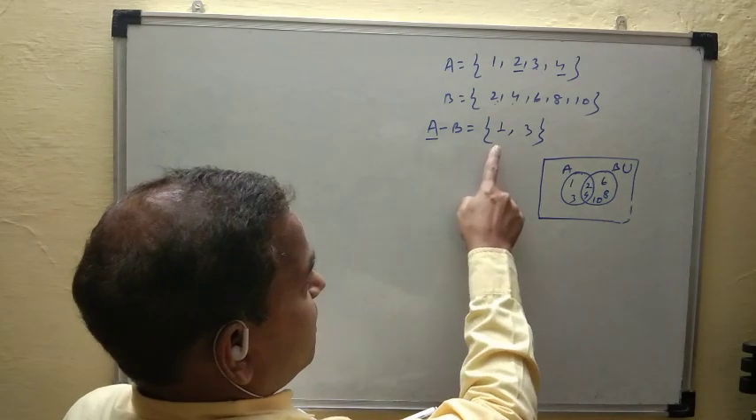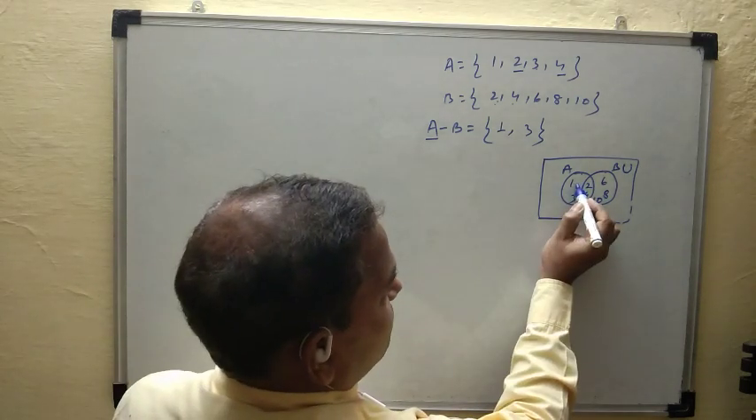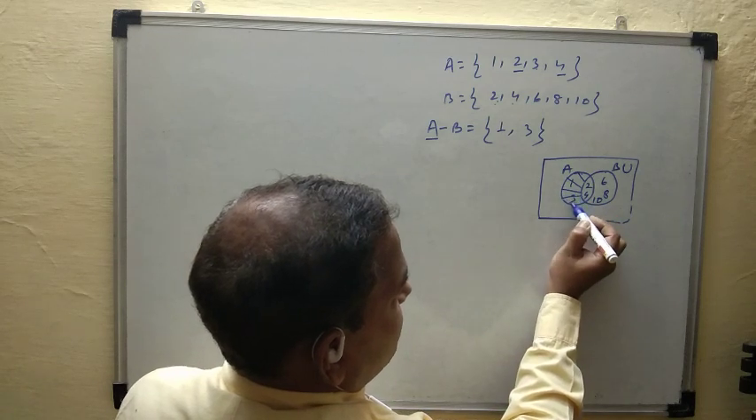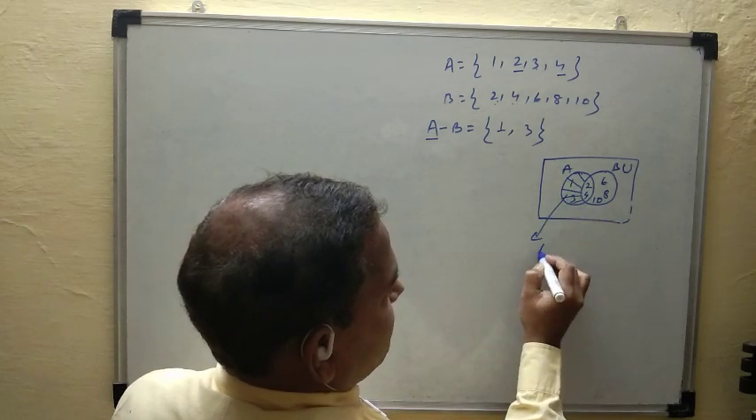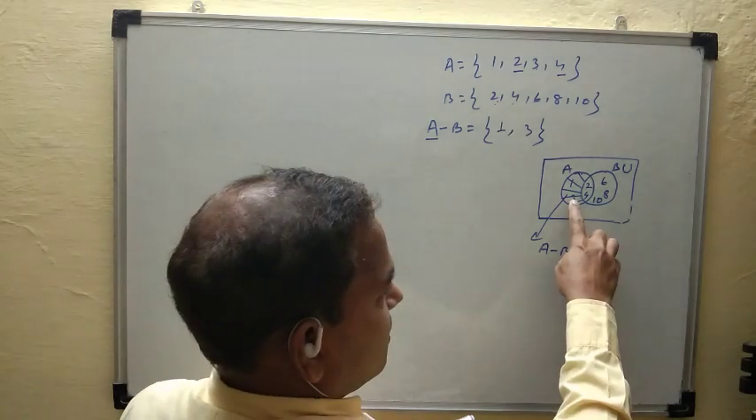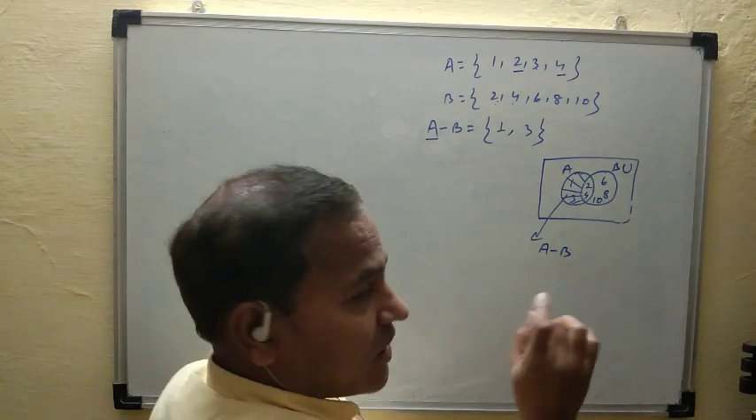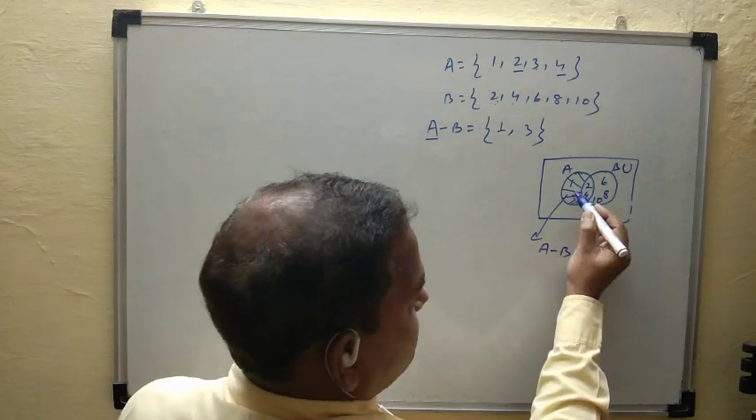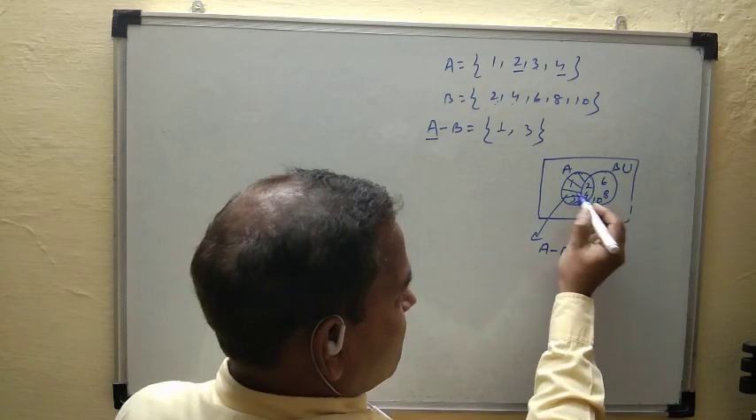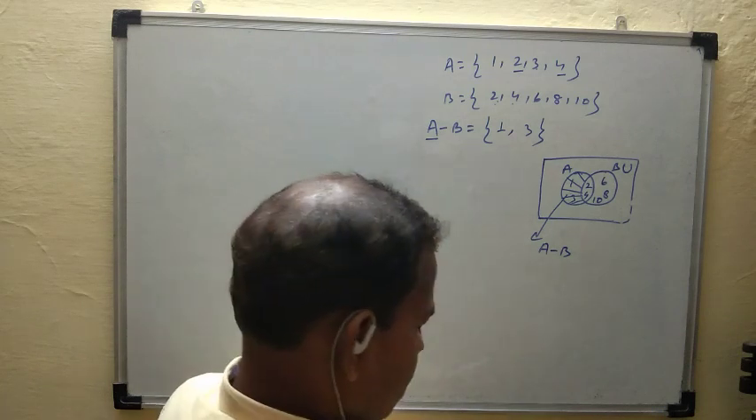And what is A minus B? It is {1, 3}. This part is 1 and 3. This is the Venn diagram of A minus B. A minus B, {1, 3}, is all the part of A which does not belong in B. So this part is the part of set A which does not belong in B, and this is the Venn diagram of A minus B.